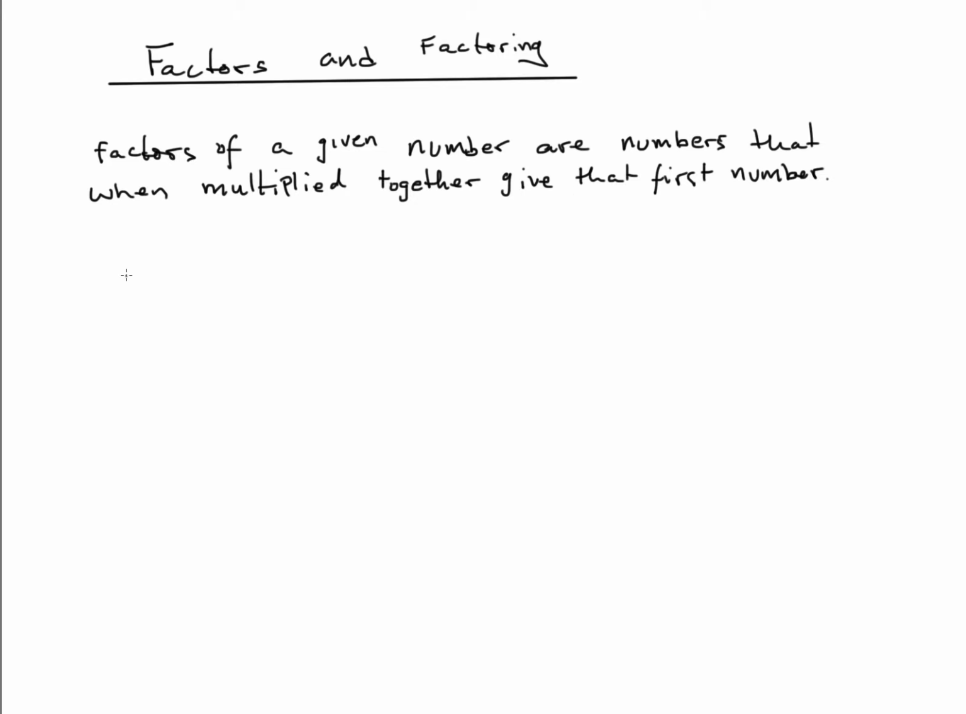So for example, if I have the number 6, it has factors, and here are some examples of factors. 2 and 3 are factors, and that's because 2 times 3 will give you 6. But 6 also has as factors the numbers 1 and 6, and that's because 1 times 6 is also 6. This happens to be all the factors of 6 because no other pairs of numbers will multiply to give you 6. So these are the factors of 6.